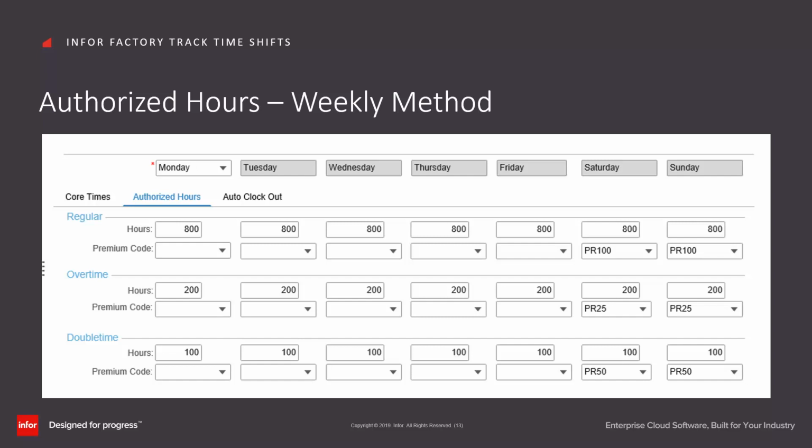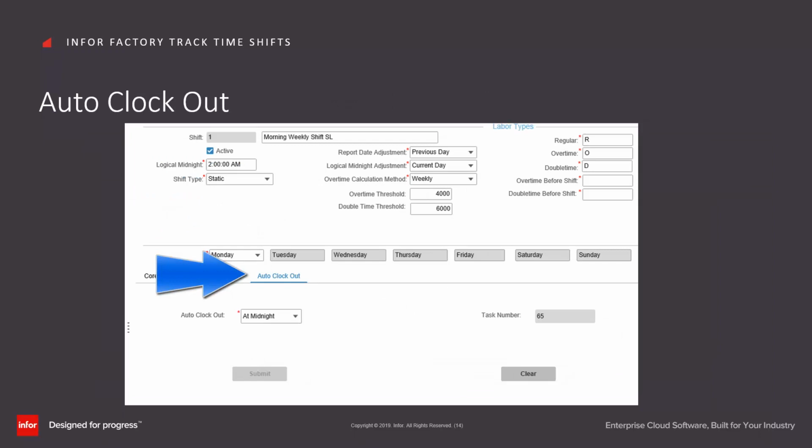There is a parameter on the Employee Type Punch Parameters tab labeled Authorized Overtime Required. You set this parameter to yes to restrict the allowed hours per day to the number of regular hours authorized for the day. Auto Clockout is activated by selecting a time of day to invoke the automatic clockout.